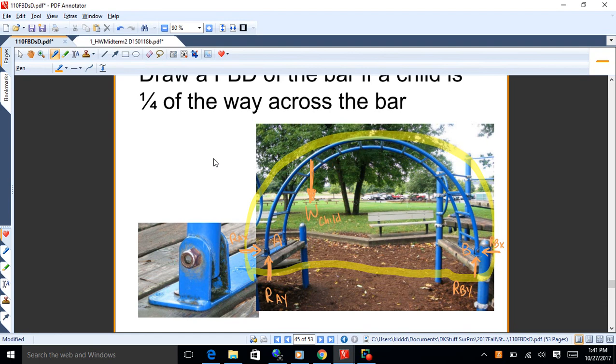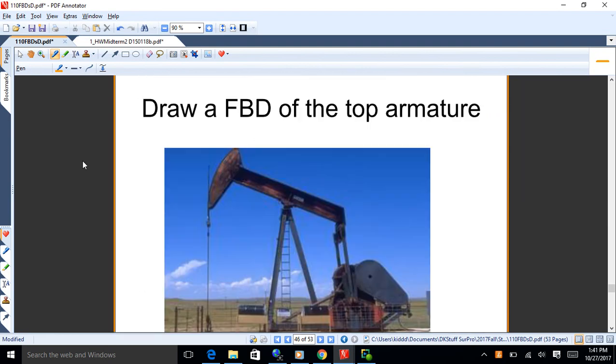So, everybody okay with that? Would you need to show a normal force or an opposing force to the weight of the child? Those are the reactions. The reactions are what react to the applied forces. Good.